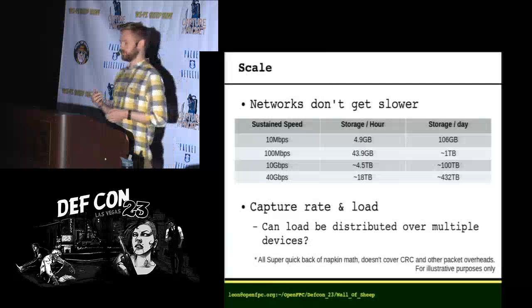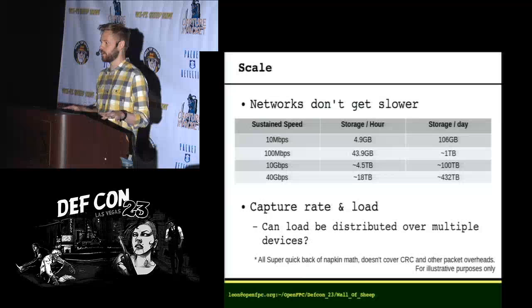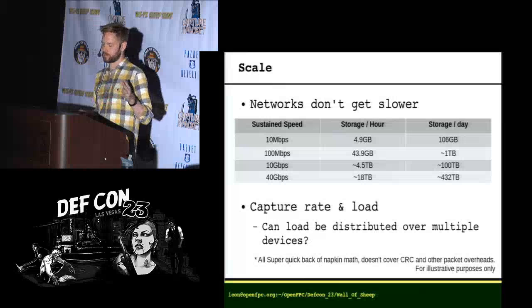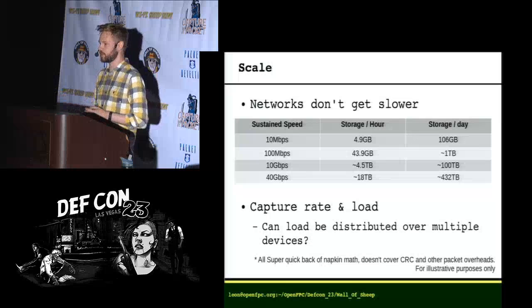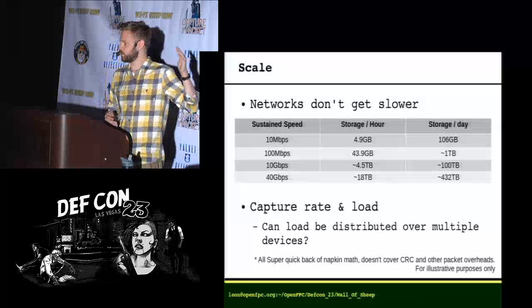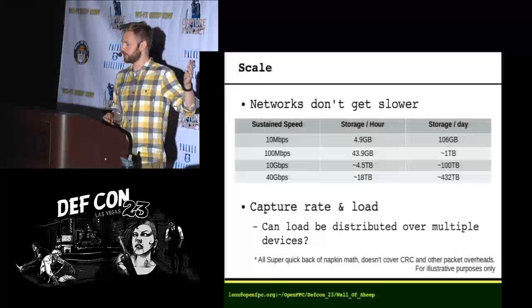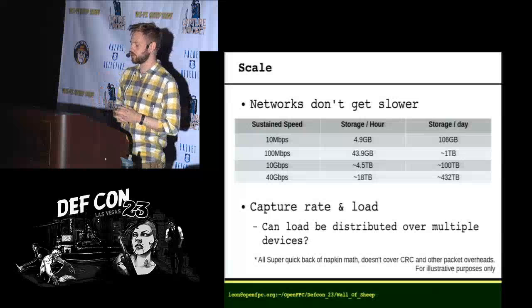So here's a couple of examples of why scale is hard. This is some very simple back of a fag packet maths I put together. It's not super accurate, but it gives you an impression of the amount of storage you need to work with different types of network speeds. It assumes every link is 100% utilized all day, but it gives you a feeling of the scope of the challenge you've got with storage.